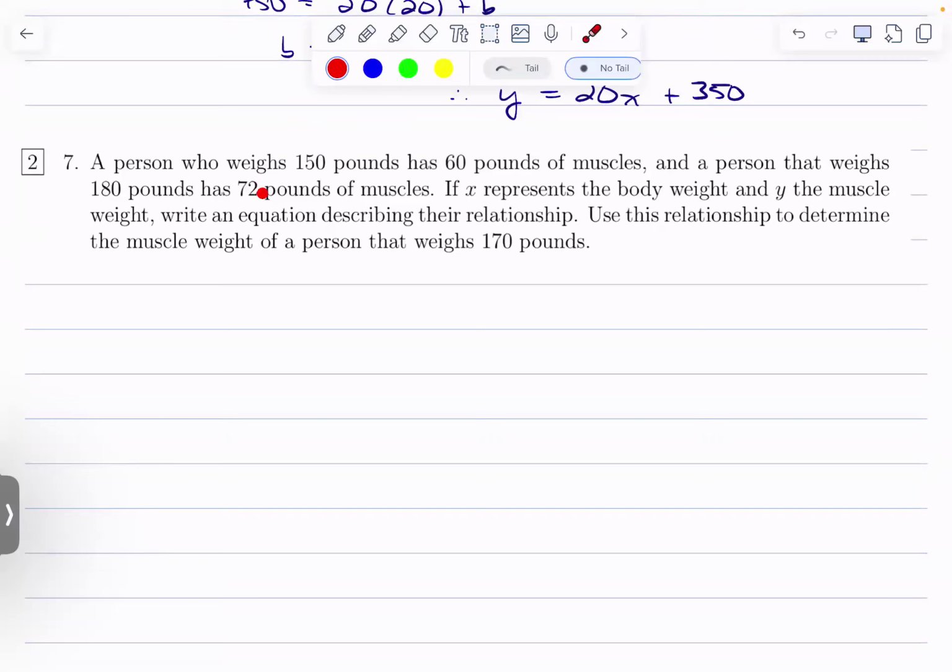A person who weighs 150 pounds has 60 pounds of muscle, and a person that weighs 180 pounds has 72 pounds of muscle.